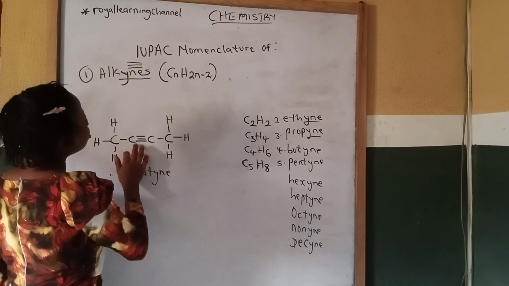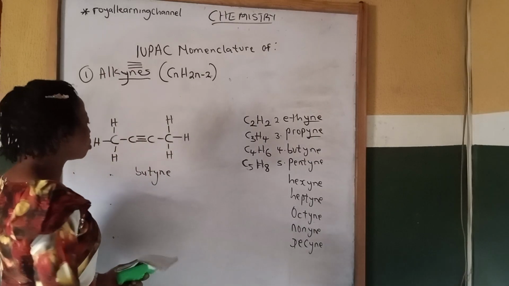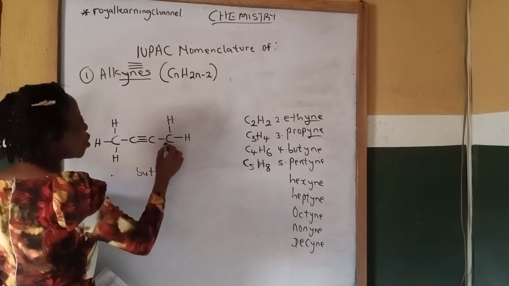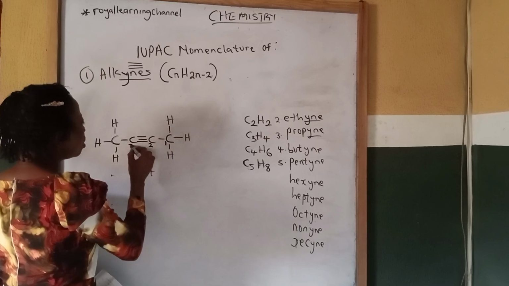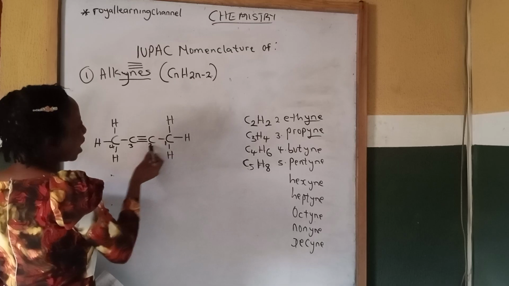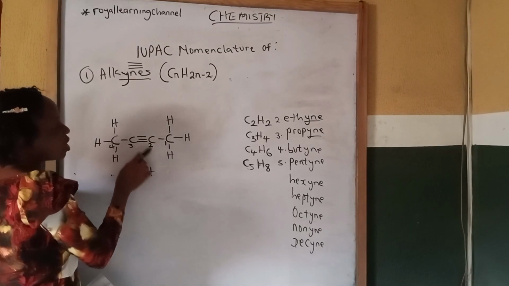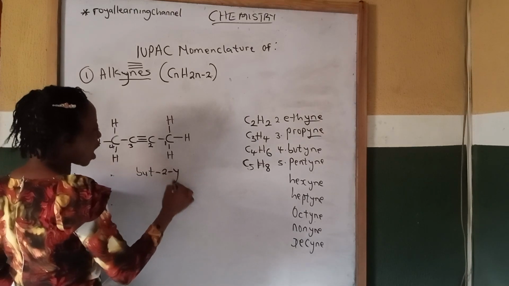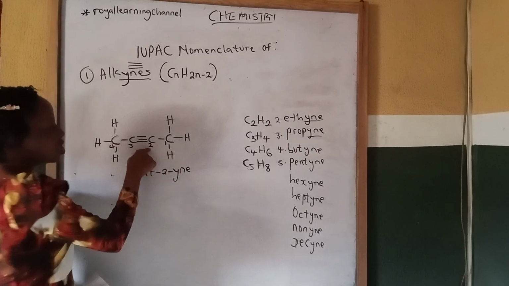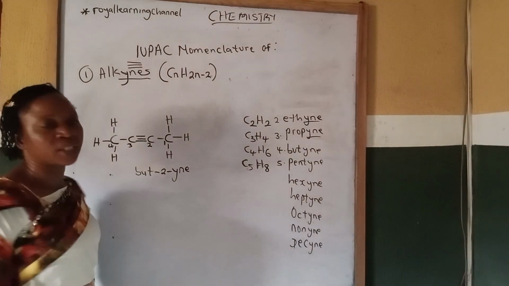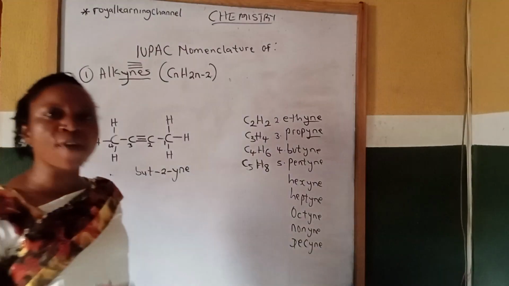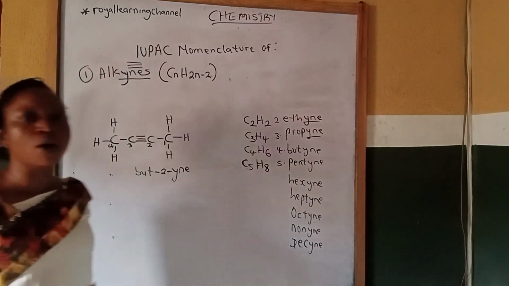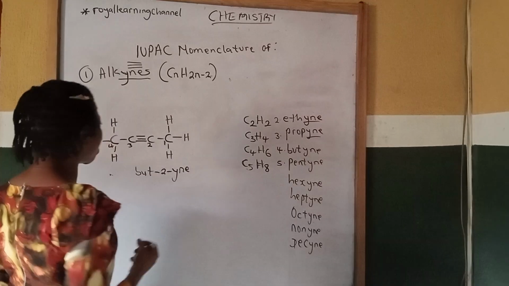Now, this structure, you can also call it butyne. Then you want to name your ion, which is the triple bond. If I number from this side, 1, 2, 3, 4, my triple bond is on the second carbon atom. So I can call it but-2-yne, because the triple bond is on the second carbon atom. So you can call it butyne, then you can call it but-2-yne. But it is very, very important to name the position of your functional group.